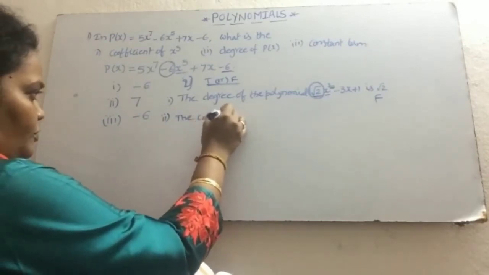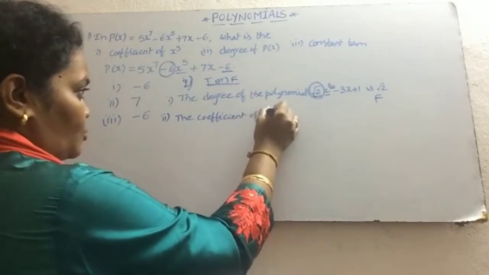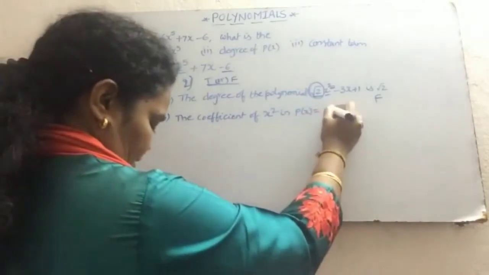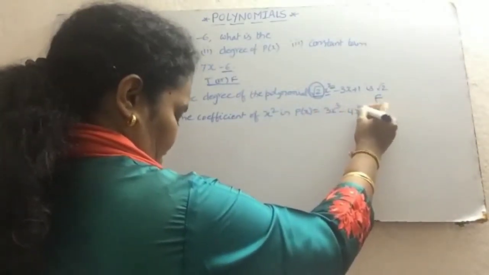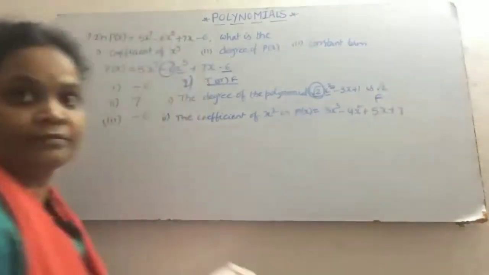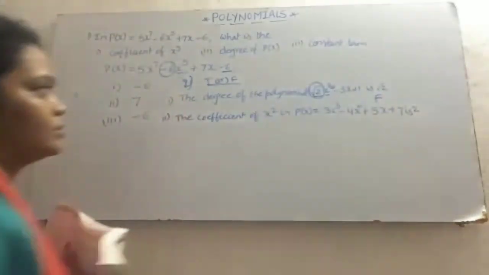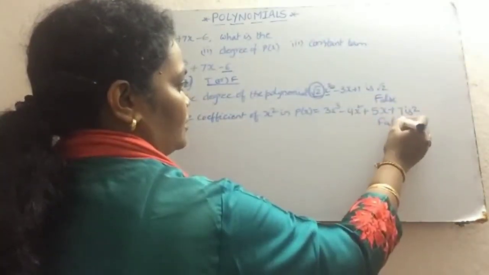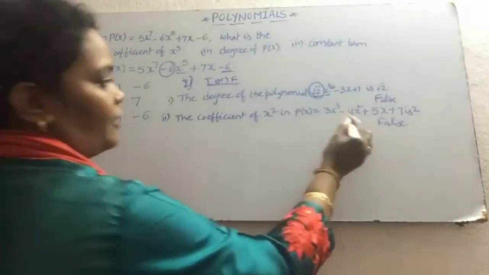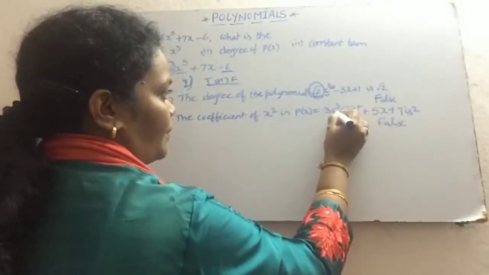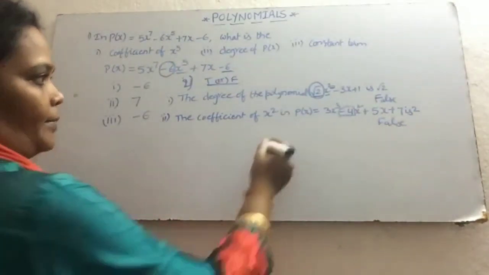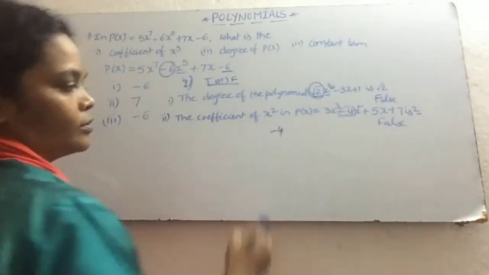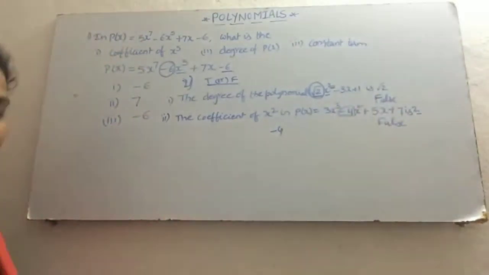And next one, the coefficient of x square in P of x equal to 3x cube minus 4x square plus 5x plus 7 is 2. This is also false. Why? Because what is the coefficient of x square? Minus 4 is the coefficient of x square. But what they gave? 2. So the coefficient of x square is minus 4, not 2. So that is also false.